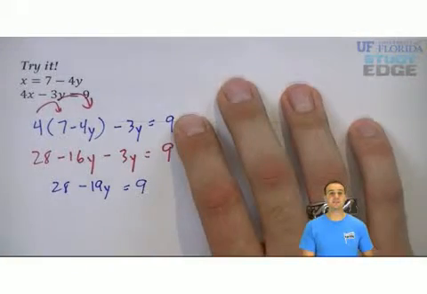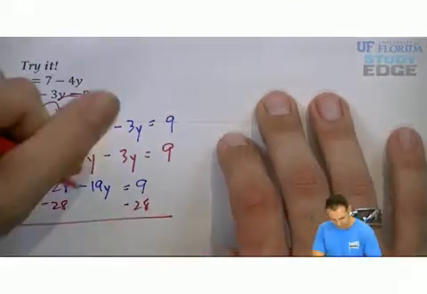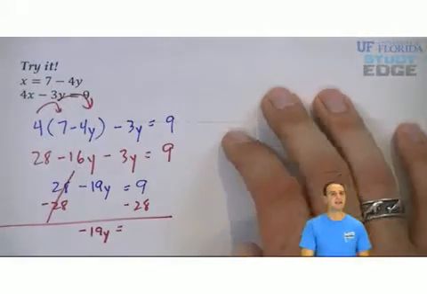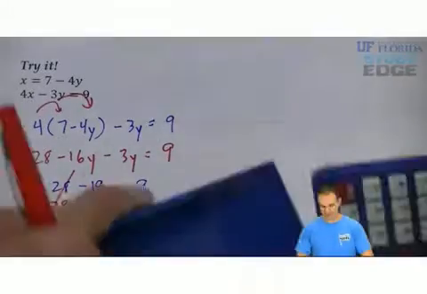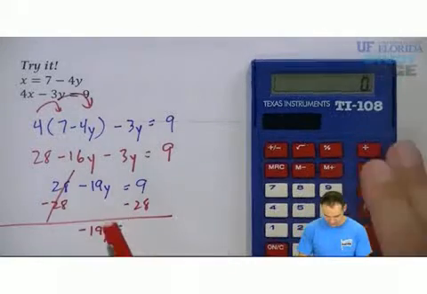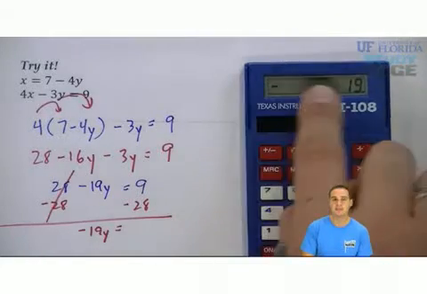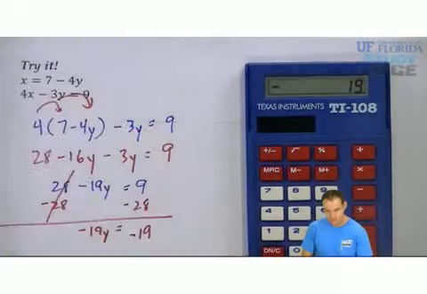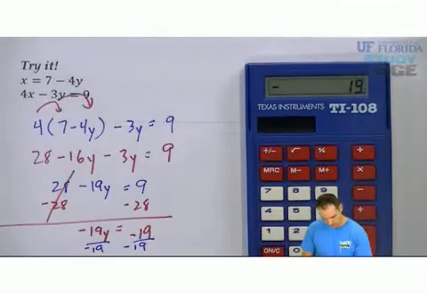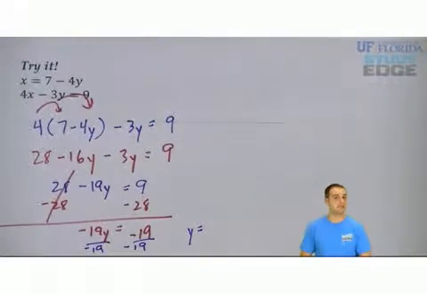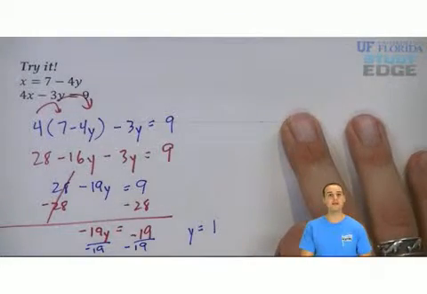Variables are already on one side, so let's move our numbers to the other. Subtract the 28 over. Nine minus 28, if you need to, grab that calculator. 9 minus 28 equals negative 19. And divide. Negative 19 divided by negative 19, any number divided by itself will equal 1. So y is equal to 1.